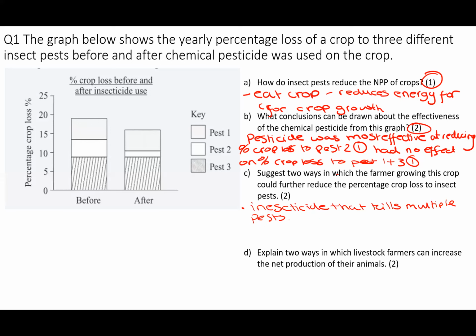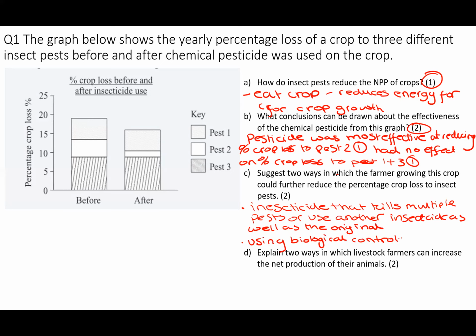Or use another, so you could say insecticide that kills multiple pests, or use another insecticide as well, as well as the original. Or, so that could get you 2 marks, or you could also say using biological controls as well. And that would get you 2 marks.